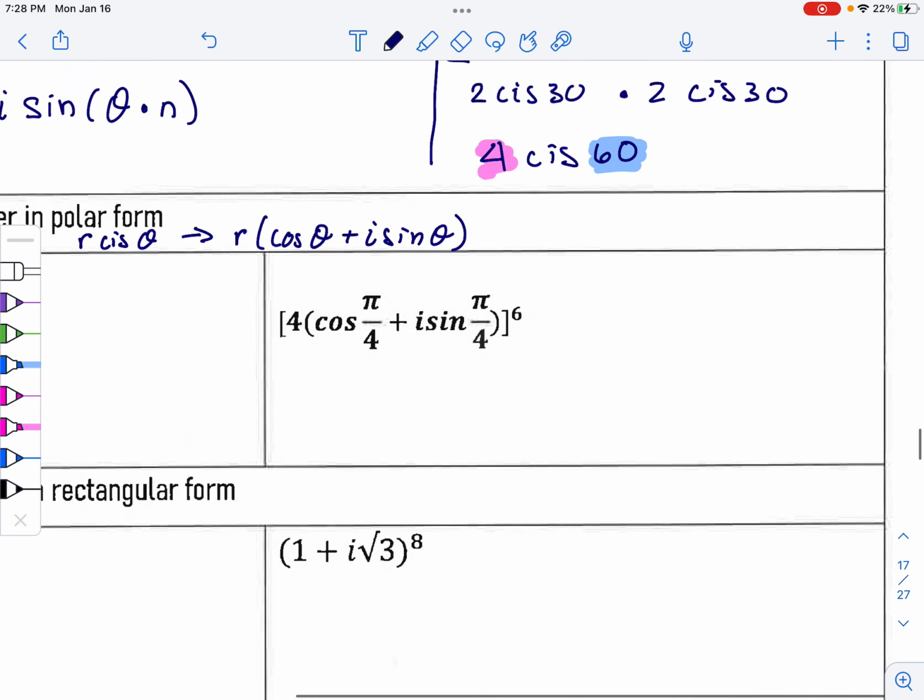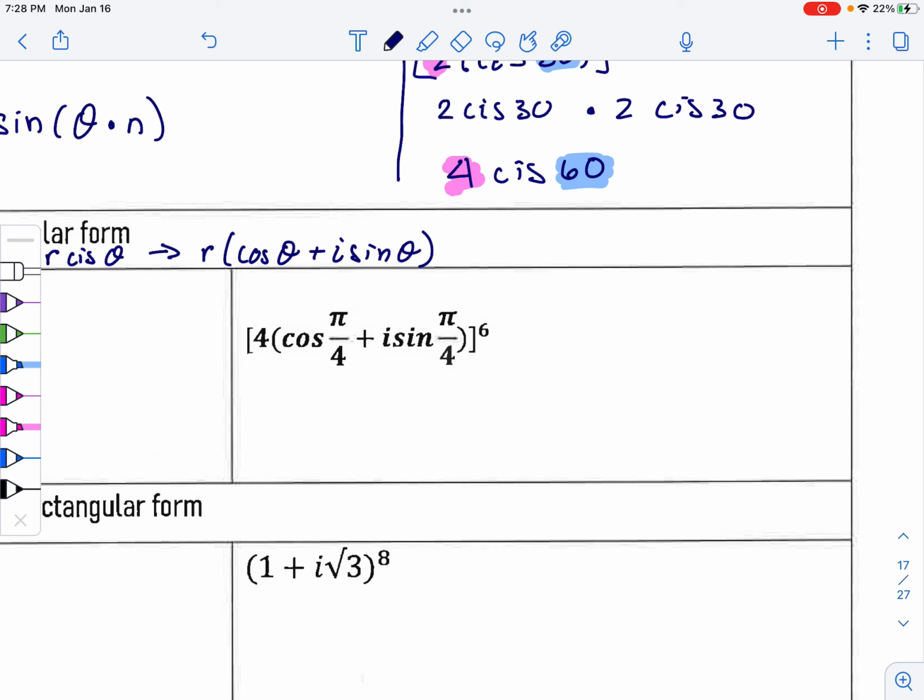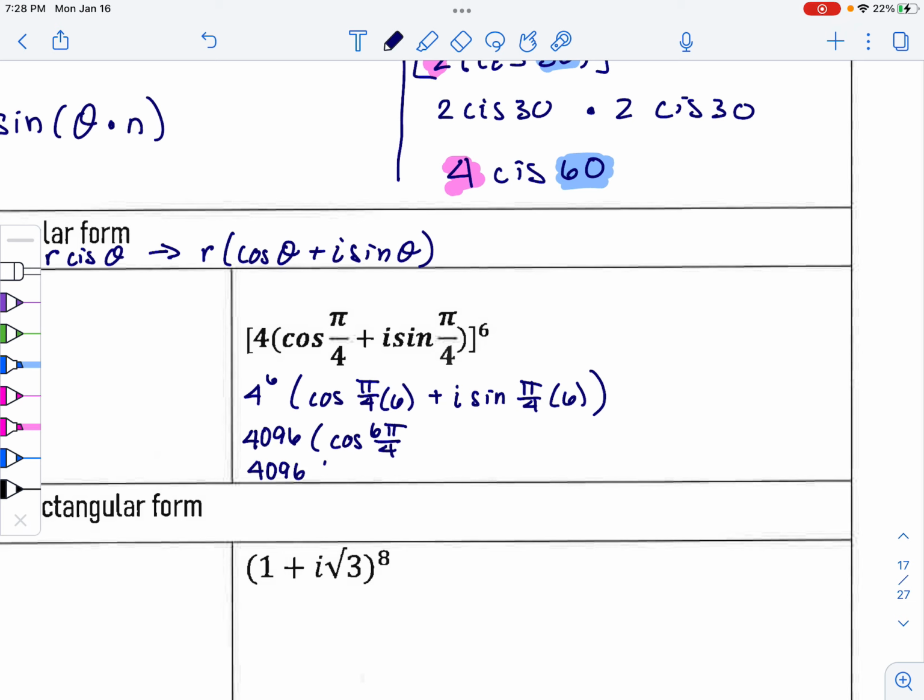Okay, we'll do one more off to the right, same idea. We're going to take that radius to the 6th power. That r is being taken to the power of 6. This is going to be multiplied through by cosine of pi over 4 times 6, and I have my i times sine of pi over 4 times 6. 4 to the 6th power is 4,096. And cosine of 6 pi over 4, I am going to reduce that to 3 pi over 2.